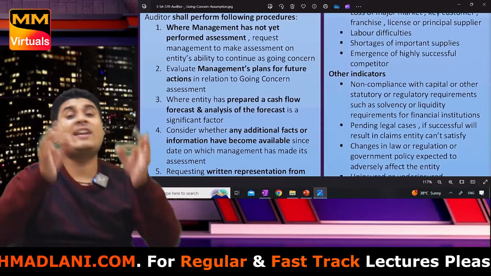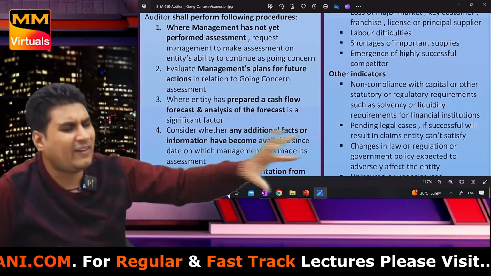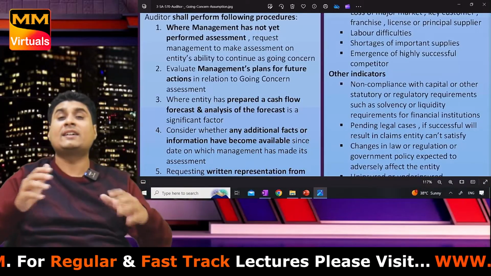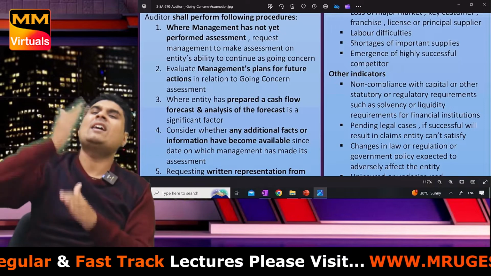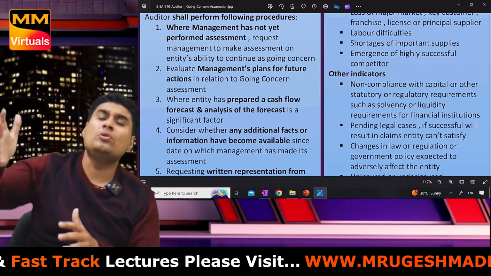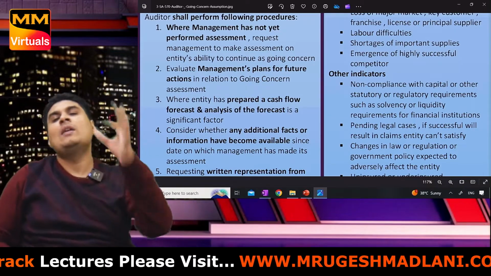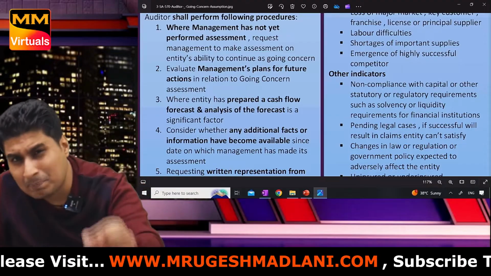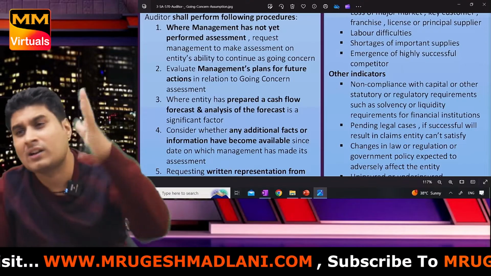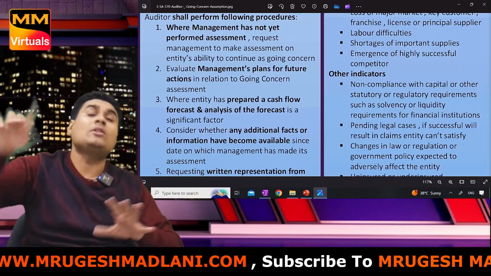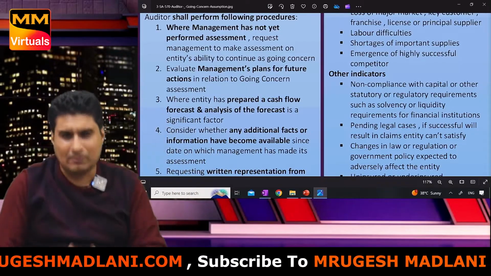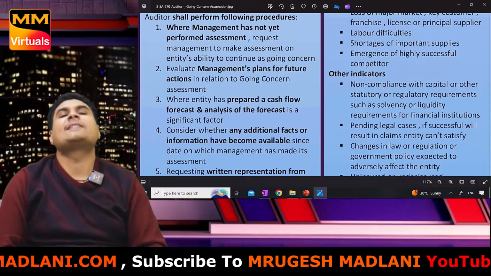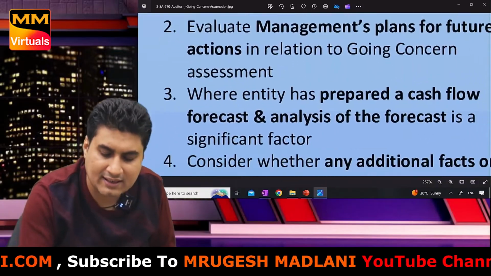Okay, tell me, when are these procedures done? Whenever there are financial, operating or other indicators, we have to check whether there is an additional procedure we have to do. Is there a strong mitigating plan? Point number one, where management has not yet made an assessment, tell them please make an assessment of going concern. They will say you make it, we will say no, you have to make it.